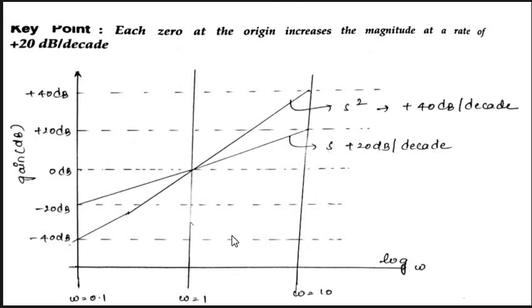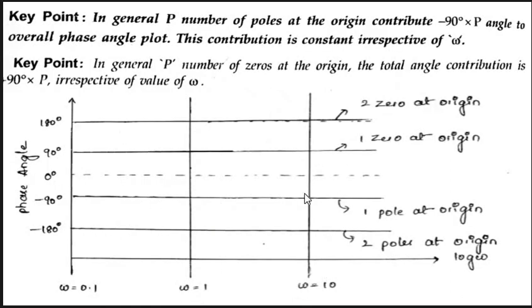Now, the phase plots for poles and zeros. So this is the phase plot for poles and zeros. In general, P number of poles at origin contributes minus 90 into P angle in the overall phase angle plot. This contributes a constant irrespective of omega. And in general, for P number of zeros at origin, the total angle contributed is plus 90 into P. So this is minus 90 into P, and this is plus 90 into P.